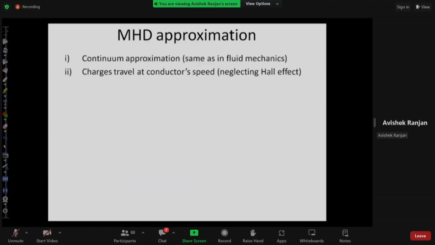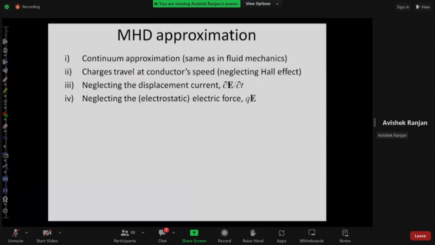We assume that the fluid is a continuum. We also assume that the charges travel at conductor speed, which means we neglect something called the Hall effect. We also neglect something called displacement current, which is the ∂/∂t of the electric field. In case you forgot, this is the current which is essentially there inside a capacitor filled with a dielectric. So in this case, this displacement current is ignored.